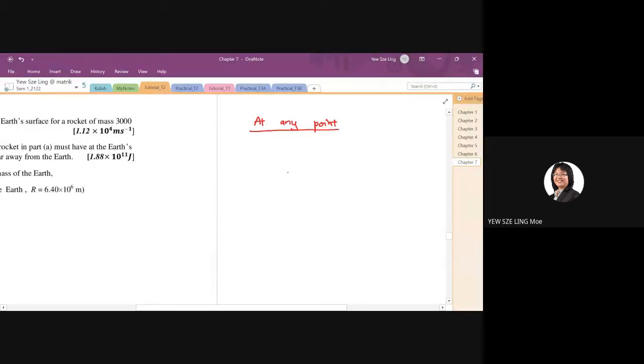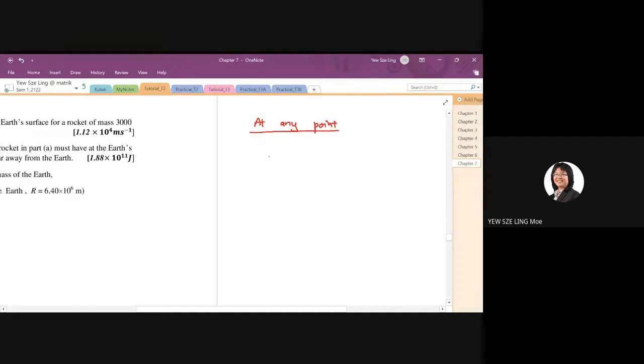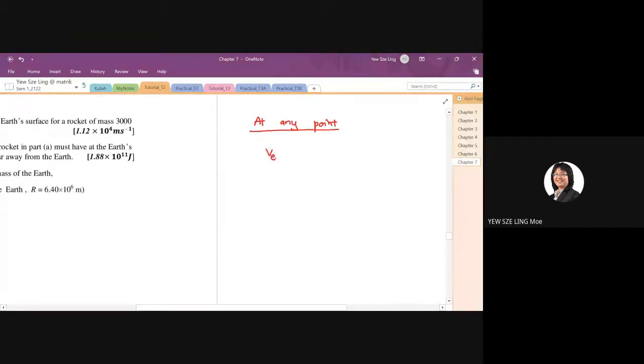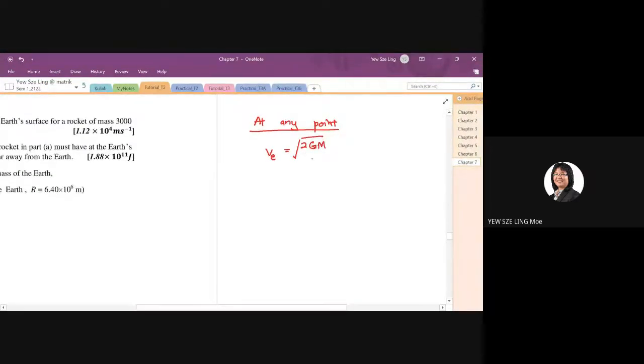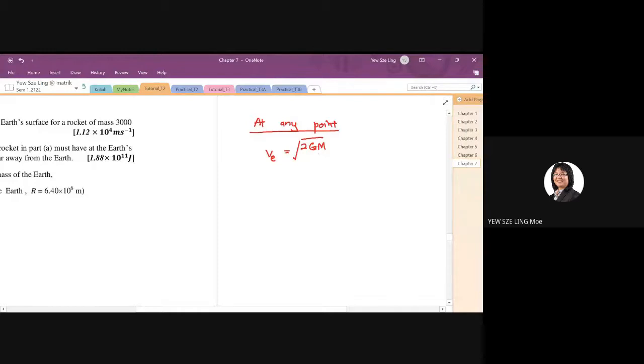In that case, for the escape velocity we use V with a subscript E. This E represents escape. Without E, it's just a simple velocity, it could be the velocity at any position. So when it comes to escape velocity, you put a subscript E to tell the reader this is escape velocity. So V_E equals the square root of 2GM over R.